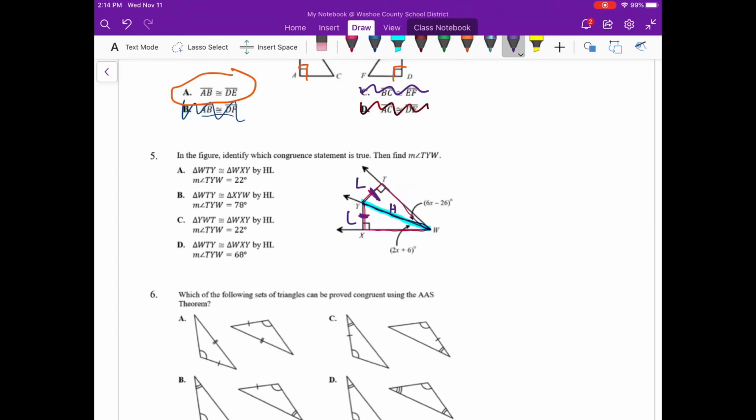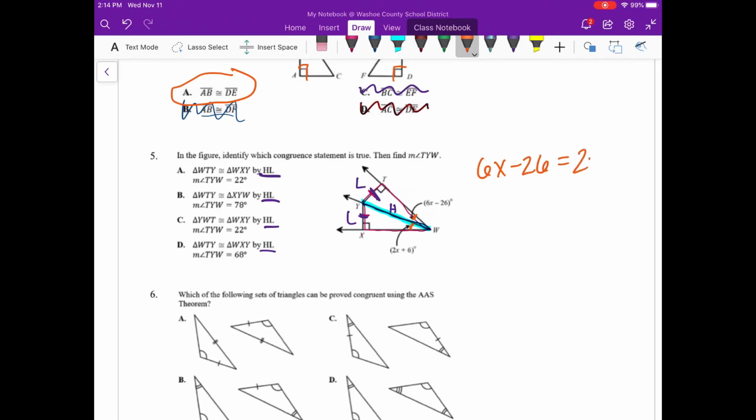And one of the legs is going to be congruent. So look at that. I have hypotenuse leg for all my options. Because this is a congruence theorem, I can assume that both of these triangles are congruent. Therefore, these corresponding angles that they're pointing at are also going to be congruent. So I can actually set this into an equation.